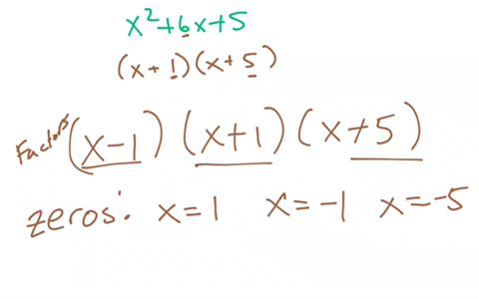And if you're looking at this and you're like, well, I don't see that, well, just plug 1 in here, right? What do you get? Well, 1 minus 1 is 0. Plug in -1 here. What do you get? -1 plus 1 is 0. Plug in -5 here. What do you get? -5 plus 5 is 0. And there you have it.